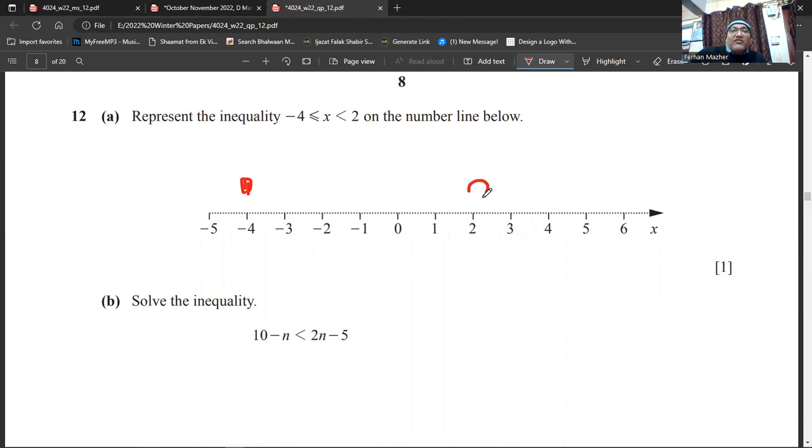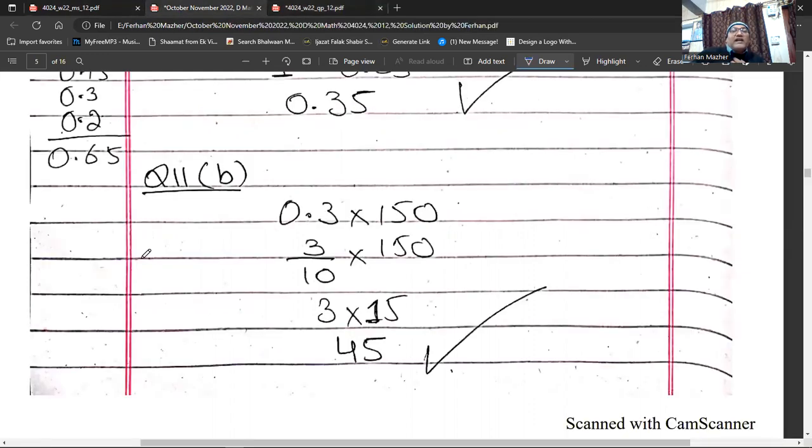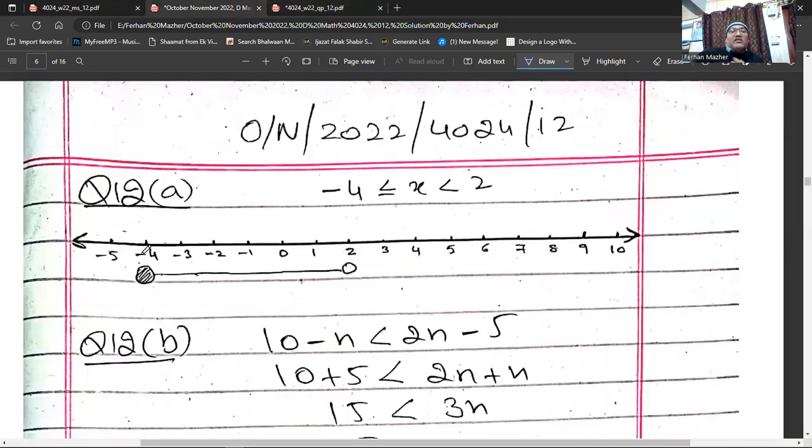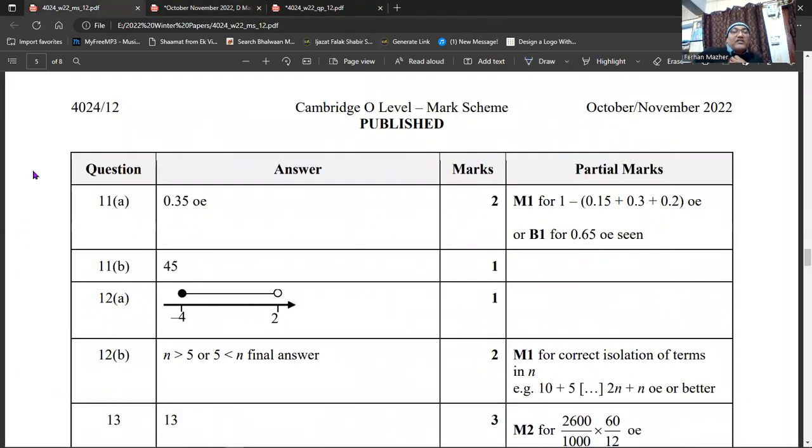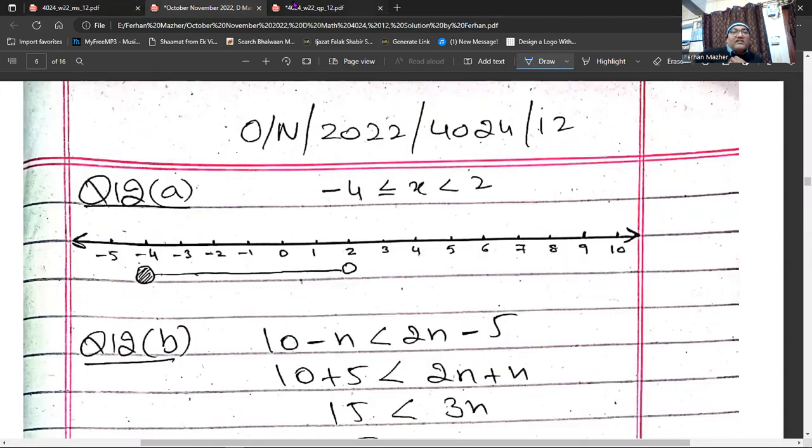So here I will draw a circle, but I will not shade it. So this will be unshaded. So this is the solution which you represent on the number line. I have done here also. So you can see on the number line, I have shown the solution here. This is shaded because it is also equal to -4. So our answer is right.